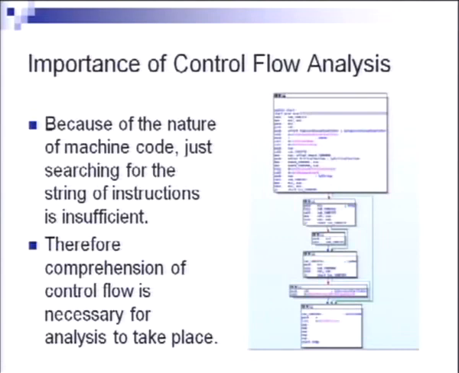Because of the nature of machine code and its structure, searching for the string of instructions in some binary is insufficient. You can't just load up a hex dump and say, I'm going to look for this code, because you have jumps that go other places, and other things that can affect it. So you really need control flow analysis in order to do this.